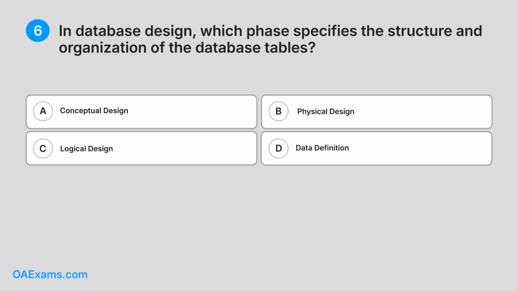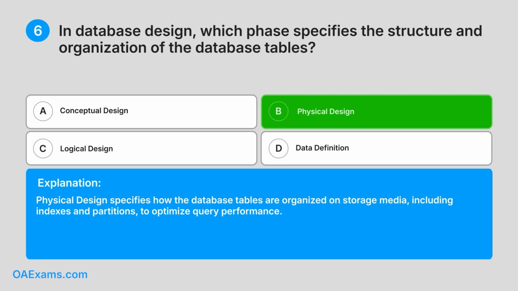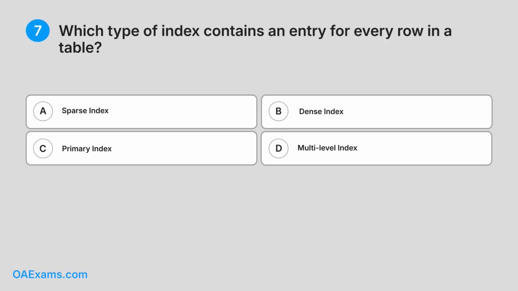Correct answer. B. Physical design. Explanation. Physical design specifies how the database tables are organized on storage media, including indexes and partitions, to optimize query performance.